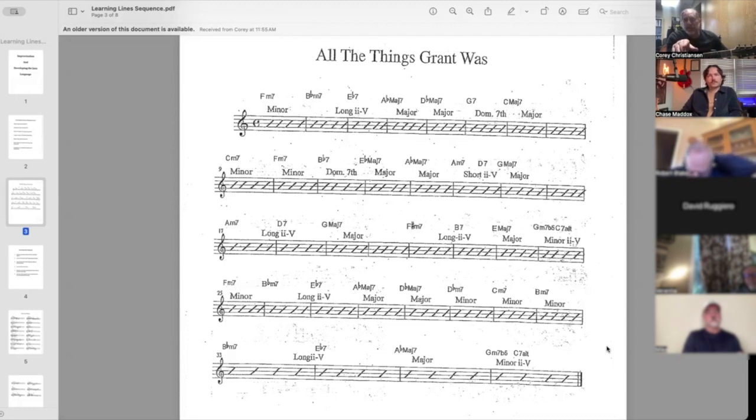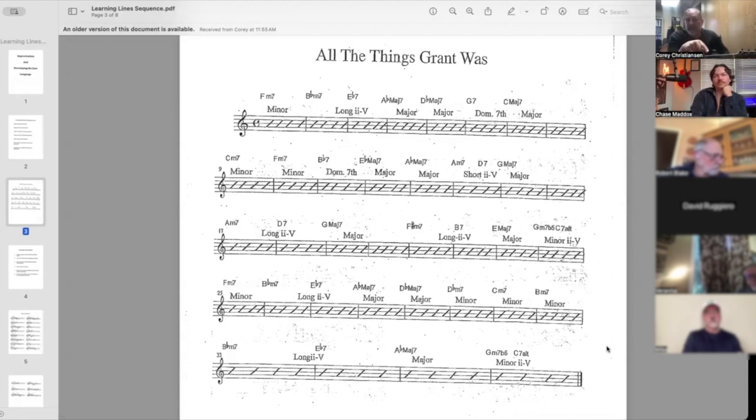Major, major, short 2-5, major. Then I've got a long 2-5, major. Long 2-5, major. Minor 2-5, finally one showed up. Minor, long 2-5, major chord, minor chord, minor chord, minor chord, long 2-5, major, minor 2-5.